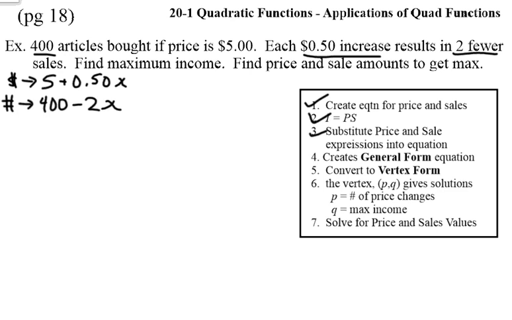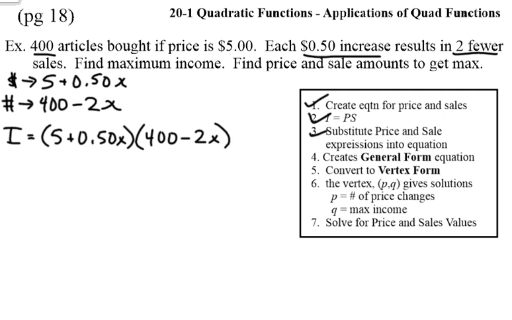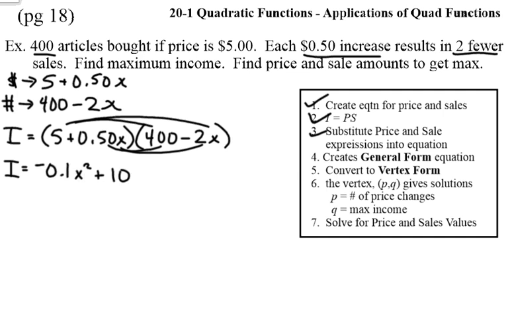Let's substitute that. The income will equal 5 plus 50 cents, not 5 cents, 50 cents X times the number of sales, 400 minus 2X. And now we FOIL that to end up with essentially a general form equation. In this case, it works out to be negative 0.1x squared plus 10x plus 2,000. There's our general form after we FOIL.